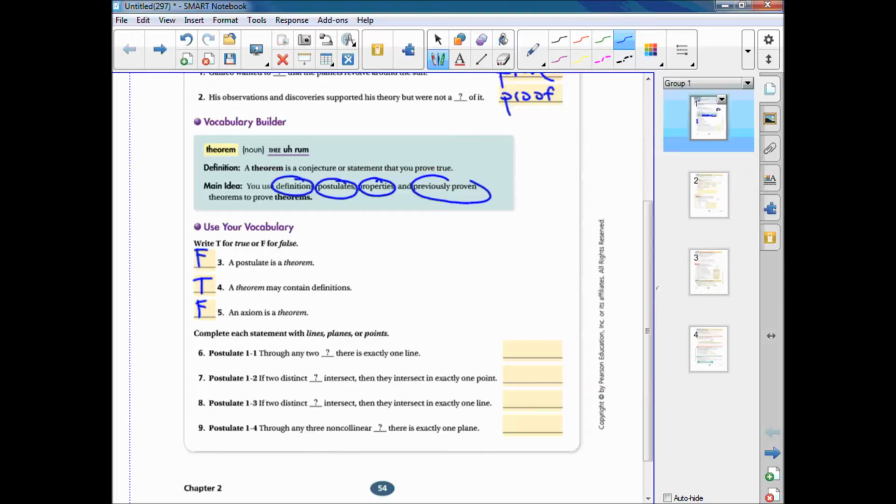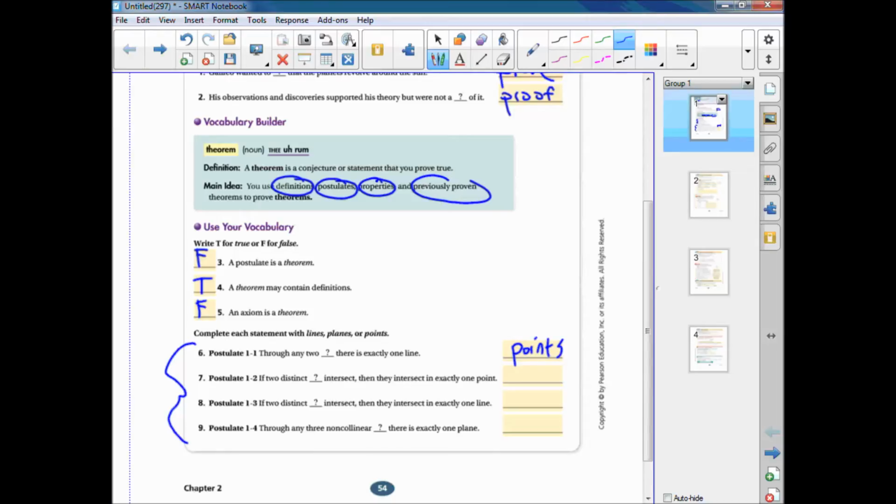All right, so complete each statement with lines, planes, or points. Here are some of the postulates from chapter 1 that you really need to know. I don't mean you're going to memorize them by postulate 1.1. I mean you're going to memorize them by this statement that comes after. So through any two what, there's exactly one line. This should be points. Through any 2 points, there's one line.